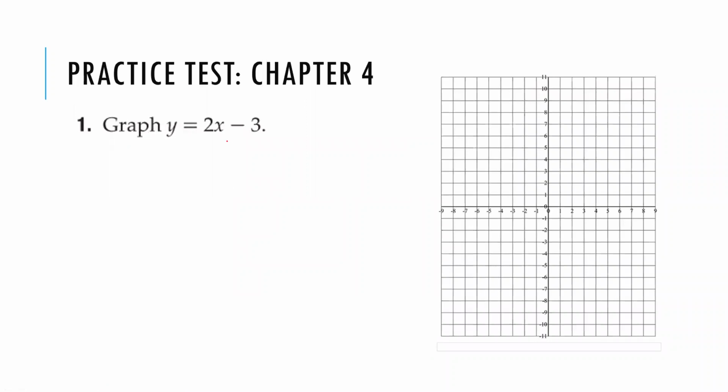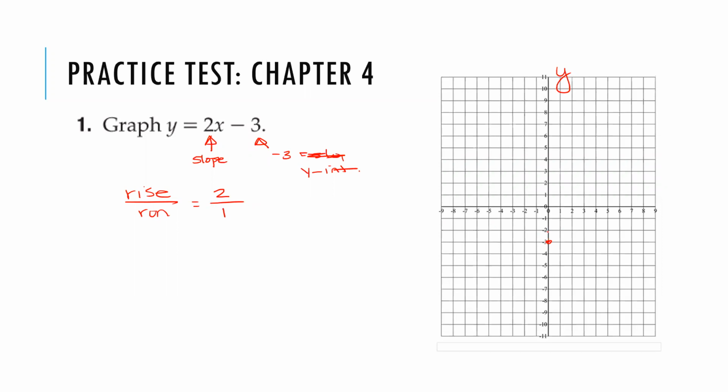Number 1, it says to graph y equals 2x minus 3. So we know that 2 is the slope, and this -3 is equal to the y-intercept. So the y-intercept is -3, which means it crosses the y-axis at -3. The slope is 2. Remember, slope is rise over run. So if it's 2, you make it a fraction by putting it over 1.